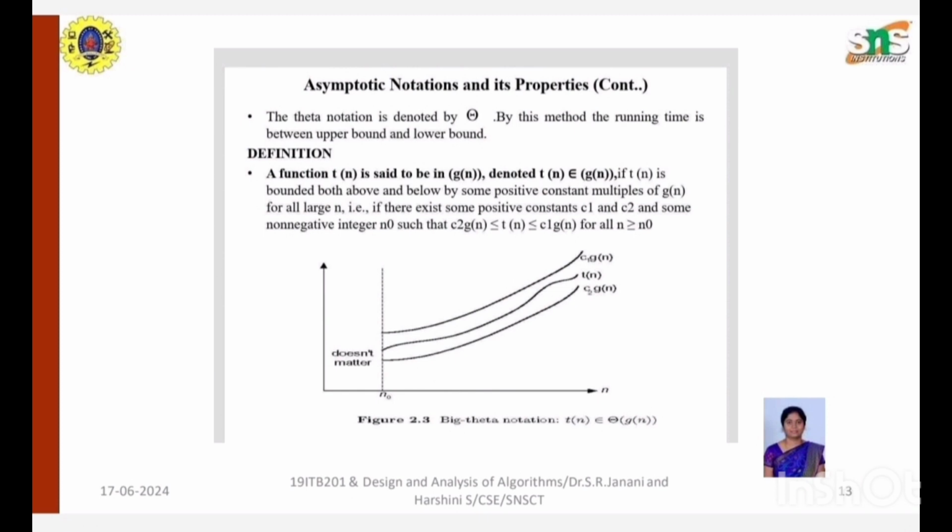Now let's see the third asymptotic notation, that is theta. It is expressed in such a way that both the upper bound and lower bound are expressed. So there exist some positive constants, let's consider c1 and c2, and some non-negative integer n naught such that it satisfies the condition c2 g of n is less than or equal to t of n, which is less than or equal to c1 g of n for all n greater than or equal to n naught. Here in the practical diagram we can see the curves expressing both the upper bound and lower bound, above and below t of n.